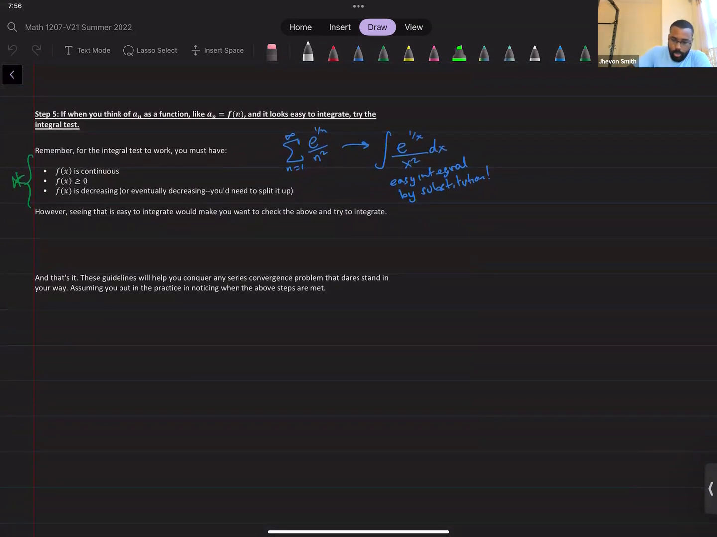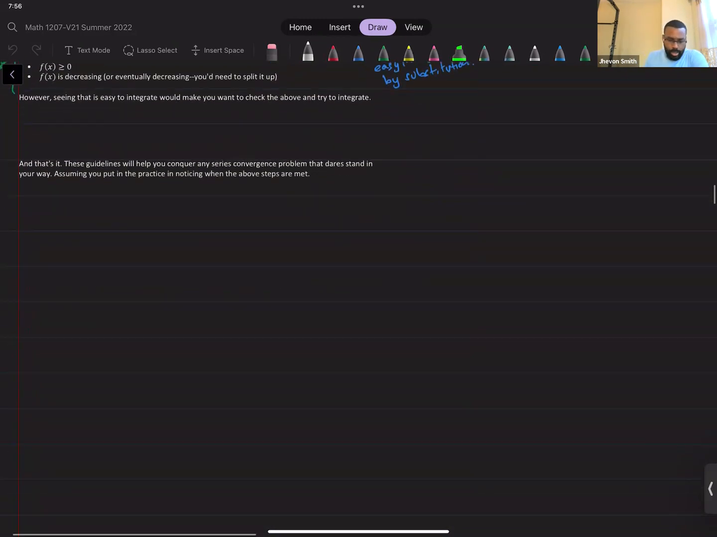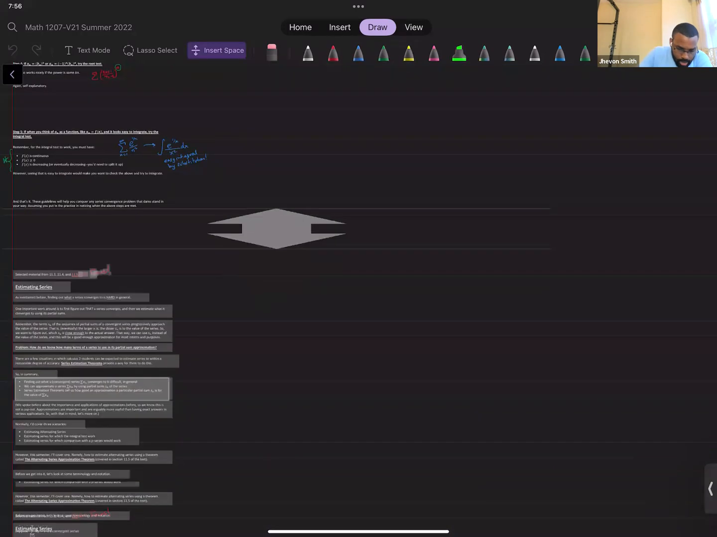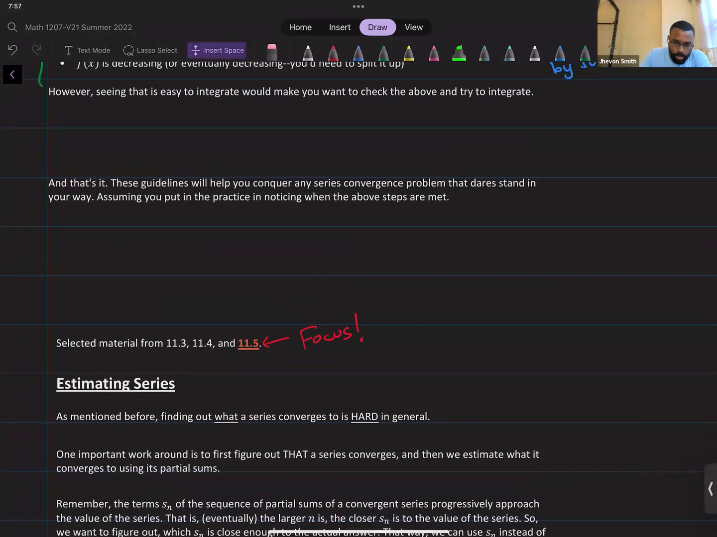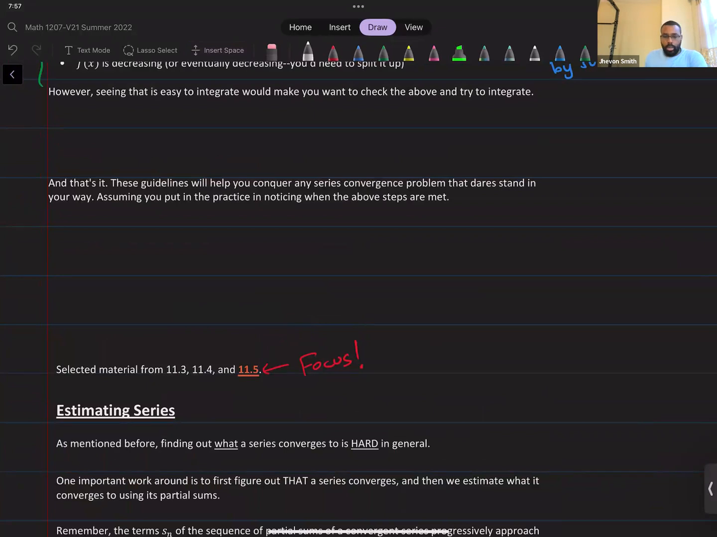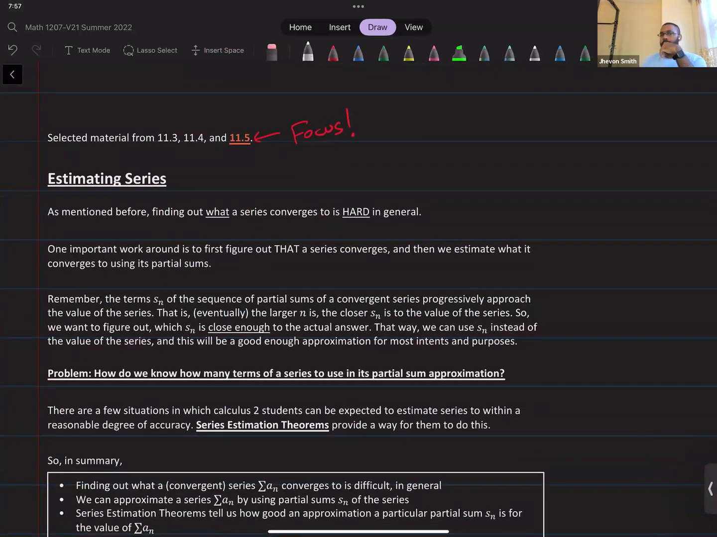So what I want to do now is talk about series estimation. That's going to be another important topic. This is a topic that's been spread out over several sections. They talk about this in 11.3, 11.4, 11.5. Right now we're at the end of 11.6, but I was just focusing on the convergence tests. Now we want to talk about estimation.